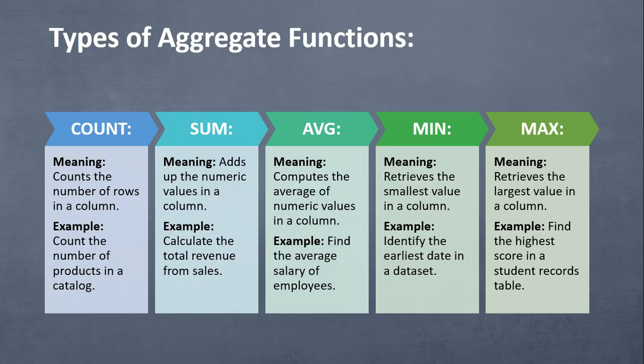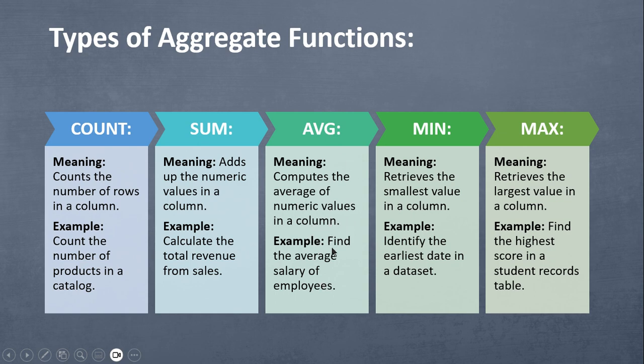The main aggregate functions available in SQL are, first, count. It is used to count the number of rows and returns a single output. For example, if I want to count the number of products in a catalog, I can use the count function. Then we have sum, to add the numerical values in a column. If I have a sales column and want the sum of all the sales, for example to calculate the total revenue from sales, I can use the sum function.